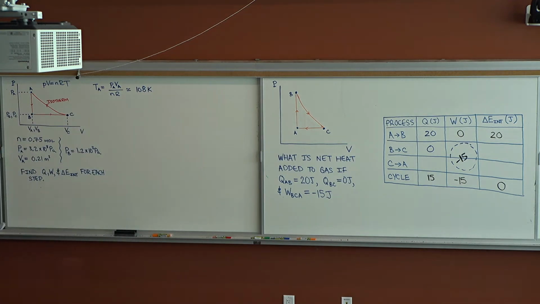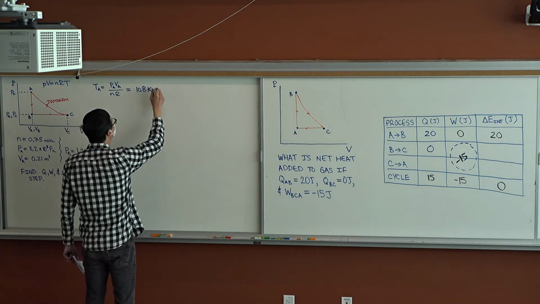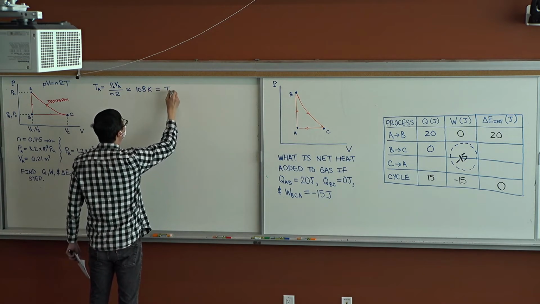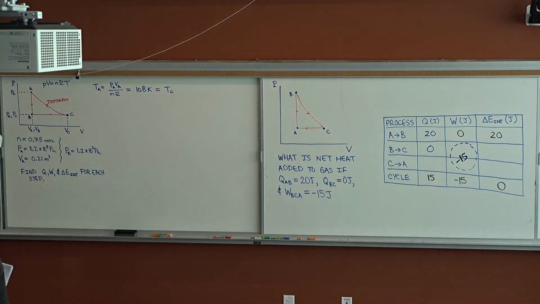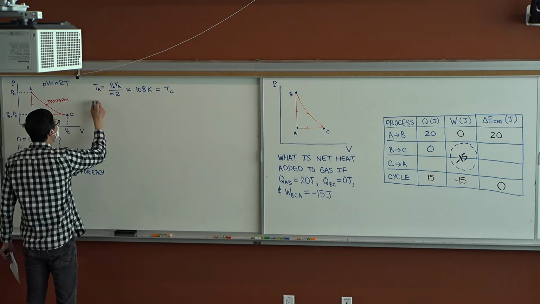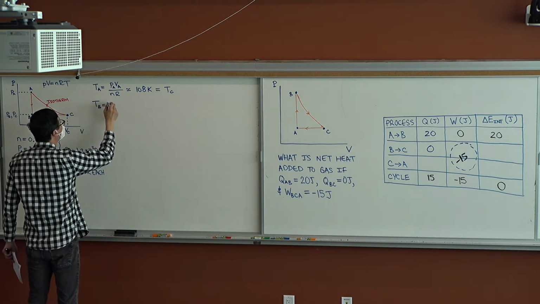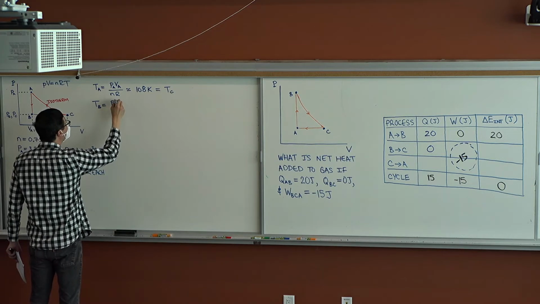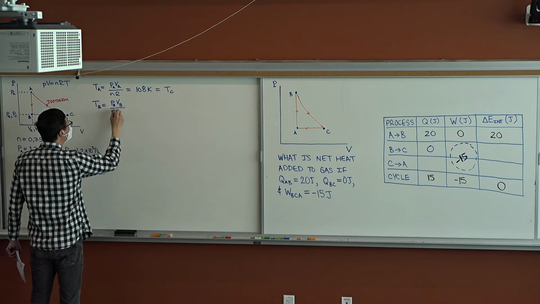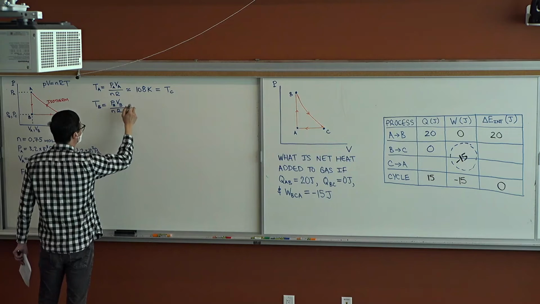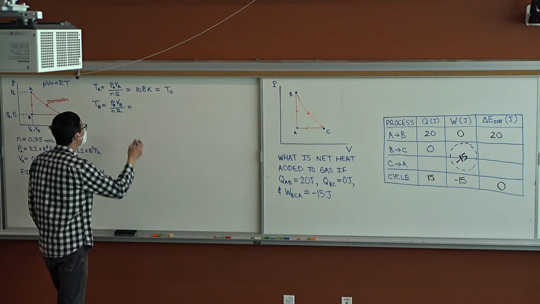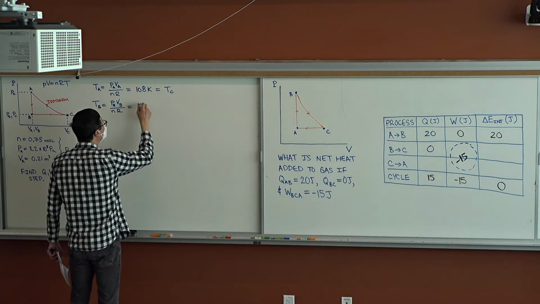Since this is an isotherm, I also know that this is equal to the temperature at C. Yay? We could find the temperature at B is PB VB over nR, and I think that this winds up being about 40 Kelvin.